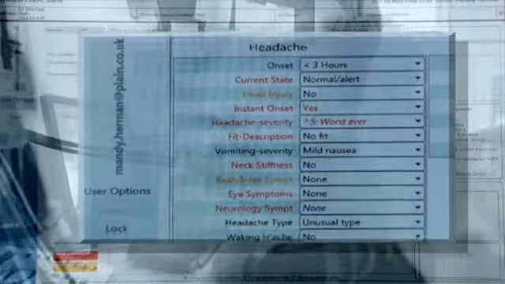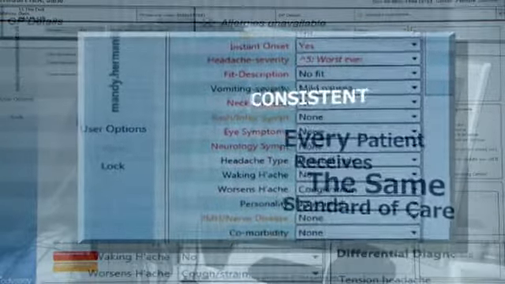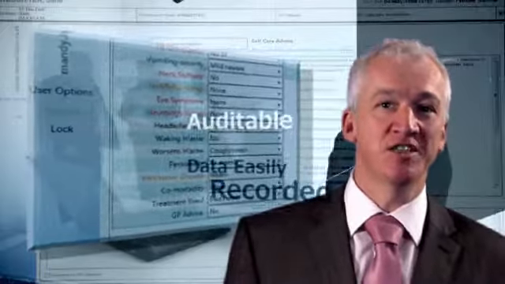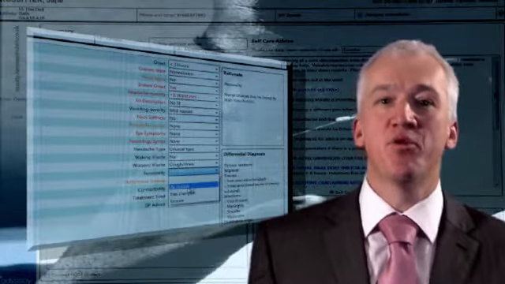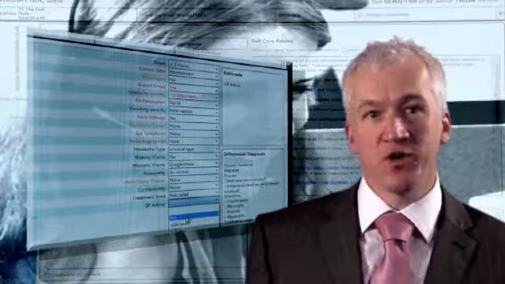It's consistent. All users are presented with the same information and prompts to ensure that every patient receives the same standard of care. It's auditable. The data that has informed the clinician's decision-making are all easily recorded, so providing a contemporaneous, complete audit trail. So if queries do arise, the records help justify the decisions.